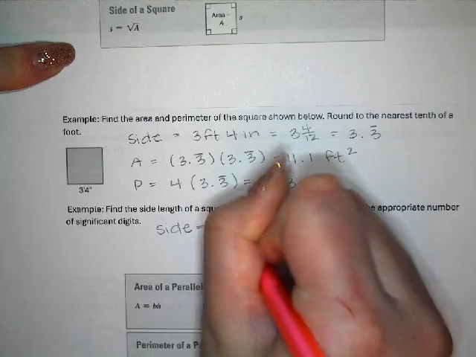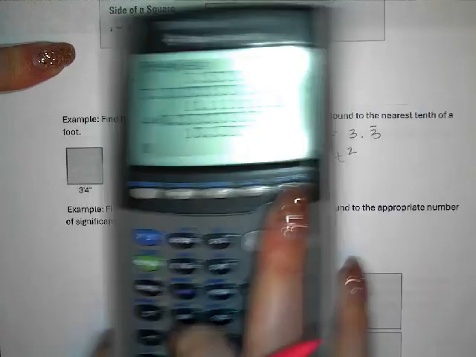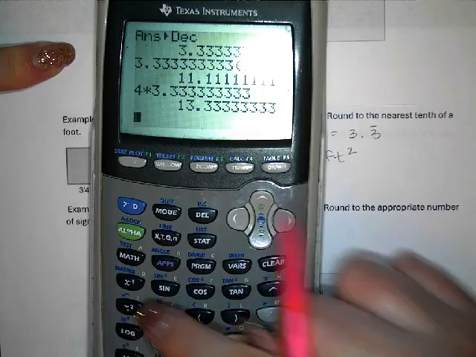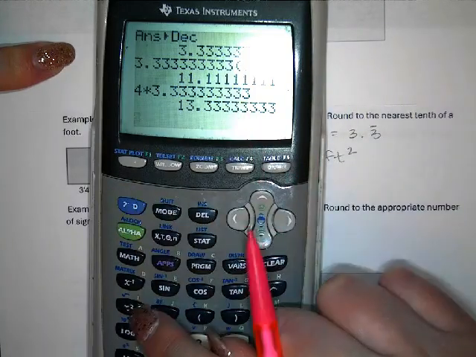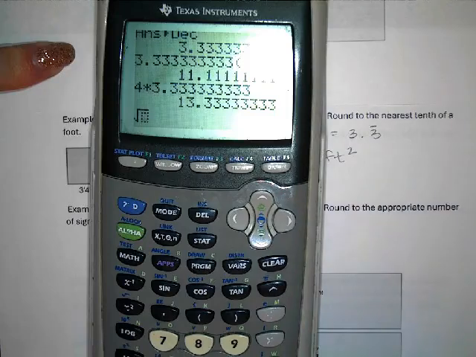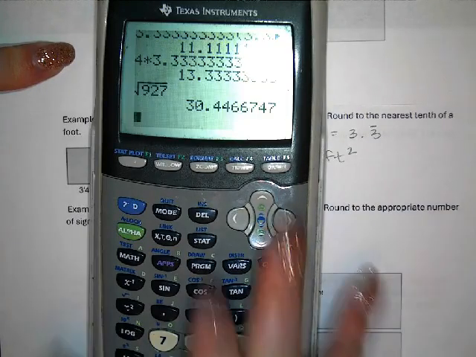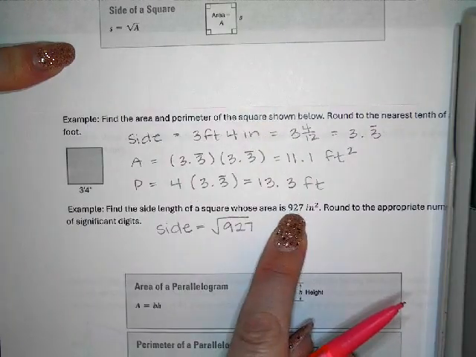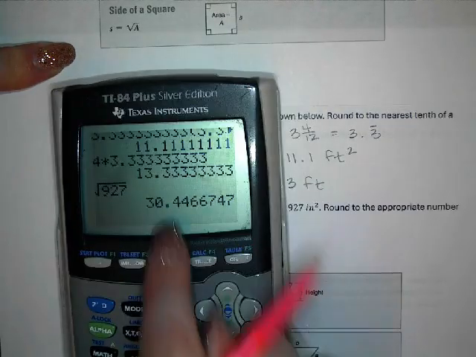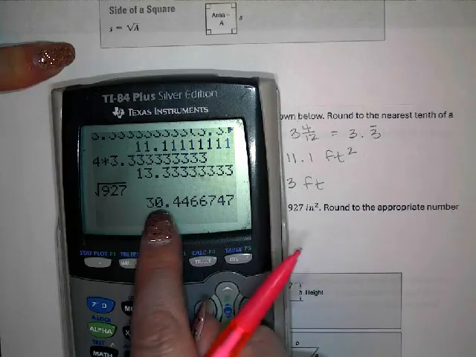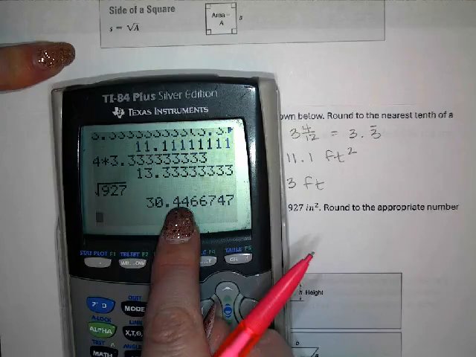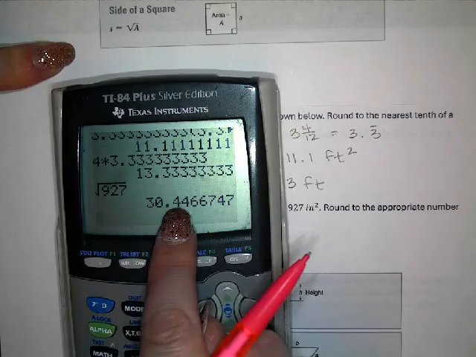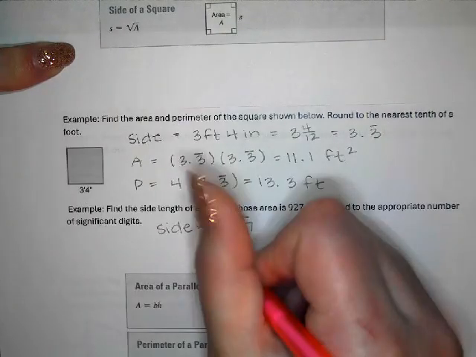The square root is right here in blue. So I'm going to hit blue and then that button. Square root 927. And our number here had 3 significant digits, so we get 3 significant digits. 1, 2, 3. The 4 is followed by a 4, so I'm going to keep it the same. 30.4 inches.